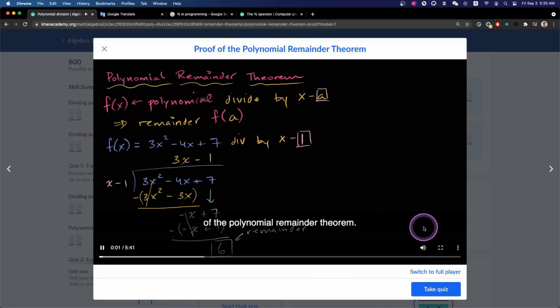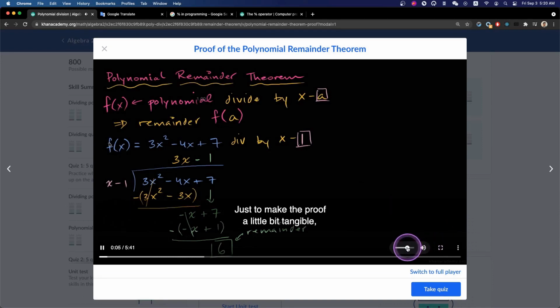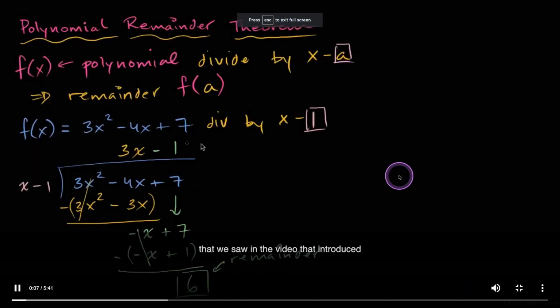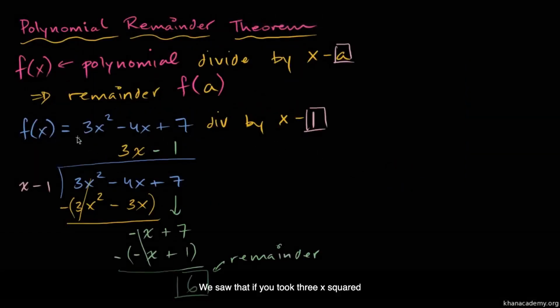Let's now do a proof of the polynomial remainder theorem. And just to make the proof a little bit tangible, I'm going to start with the example that we saw in the video that introduced the polynomial remainder theorem. We saw that if you took 3x squared minus 4x plus 7 and divided by x minus 1, you got 3x minus 1 with a remainder of 6.